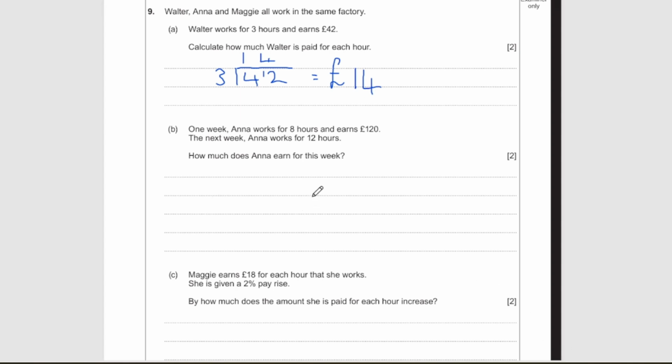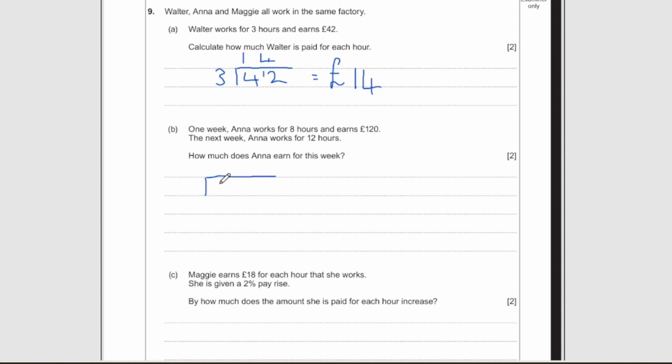So 1 week, Anna works for 8 hours and earns £120. The next week, Anna works for 12 hours. How much does Anna earn for this week? So it's the same process as before, except we've got different numbers. So instead of 3 hours, it's 8 hours. Instead of £42, it's £120. So let's divide them.